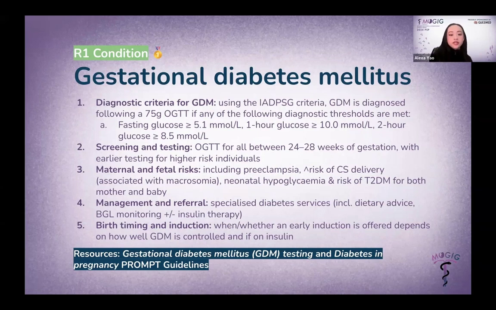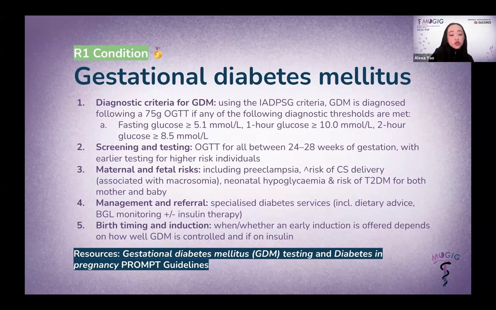So last year, one of our OSCE stations was on counseling for GDM. So here are 5 key takeaways that I will outline. Firstly, we've already discussed the diagnostic thresholds of 5.1, 10, and 8.5. And the key thing to keep in mind is that only one of these thresholds needs to be met for a diagnosis of GDM to be made.